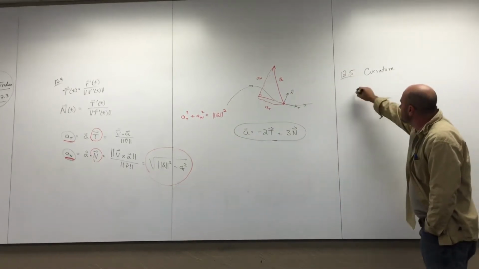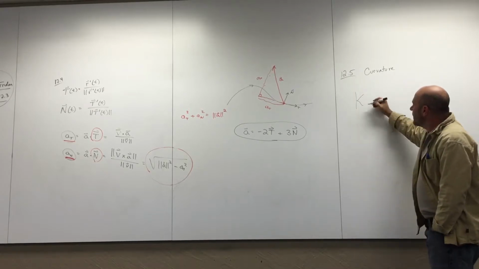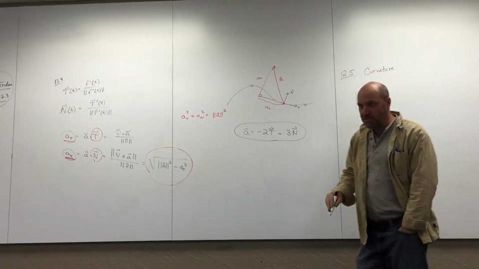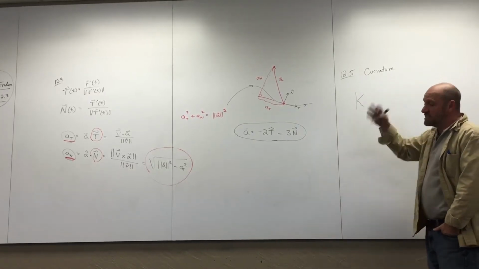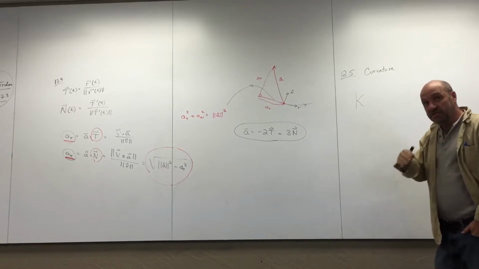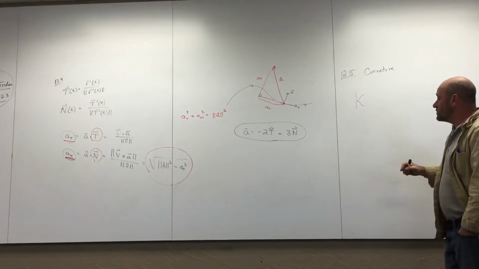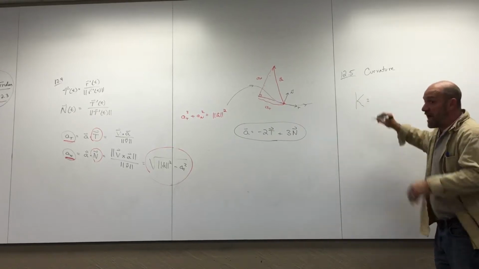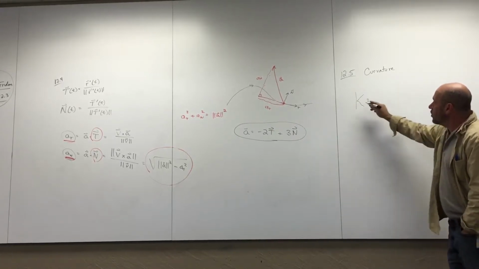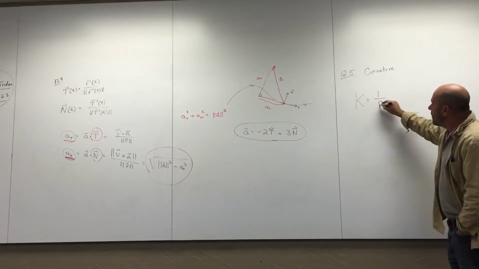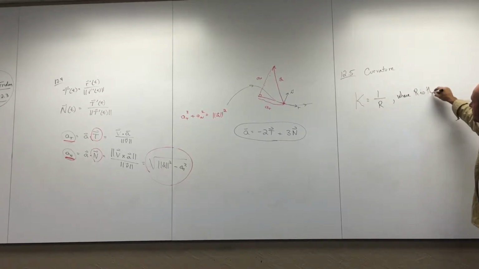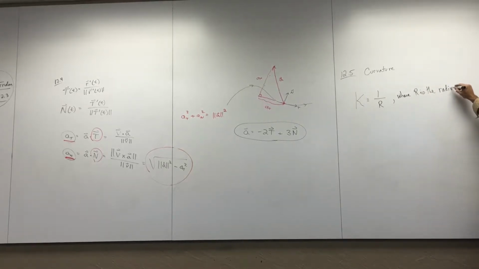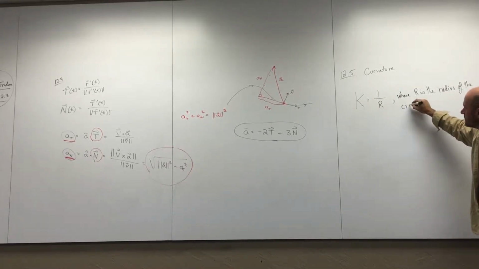Curvature is represented with this capital K, and there's several formulas for curvature. That's one of the reasons I'm going to give you a bunch of formulas for this chapter, because curvature has a lot of formulas. Depending on the situation you're in, there's a lot of different formulas for curvature. But let's start with this kind of basic idea of a formula, which is this. Curvature is 1 over r, where r is the radius of the circle of curvature.